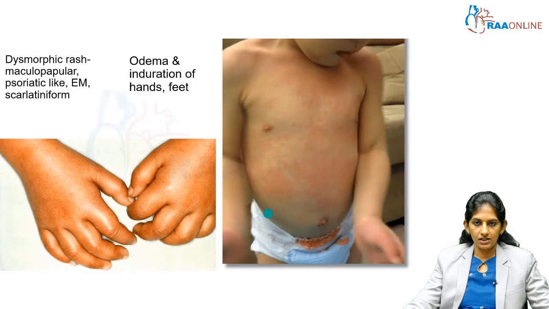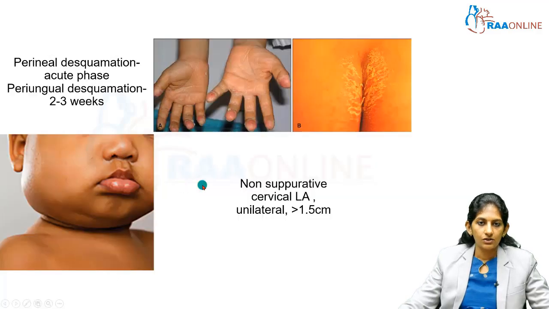Third criteria, look at the skin, polymorphous rash, generalized polymorphous rash, maculopapular rash, a scarlatiniform like rash. And look at the extremities, edema. You can see here, edema of the hand and feet. It can be indurated also. Look at the extremities here. You can see desquamation in the perineal areas. Look at the fingers, complete desquamation of the fingers.